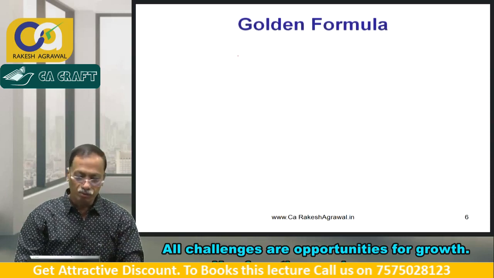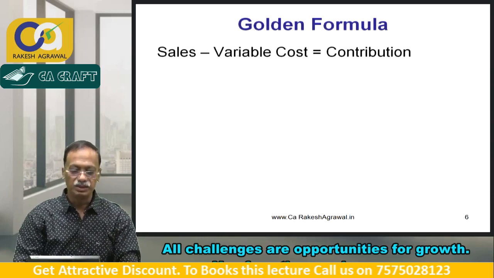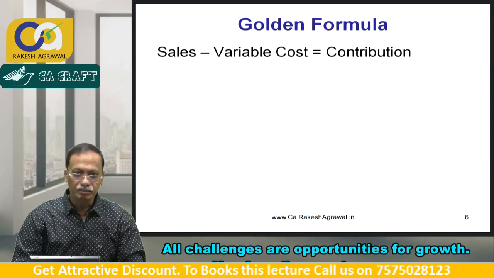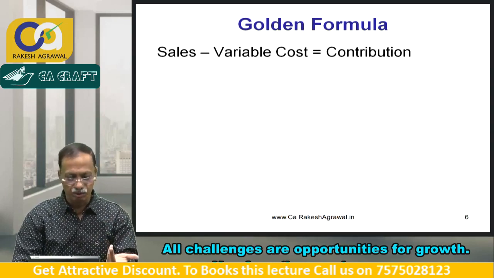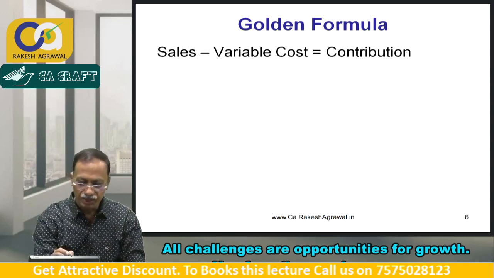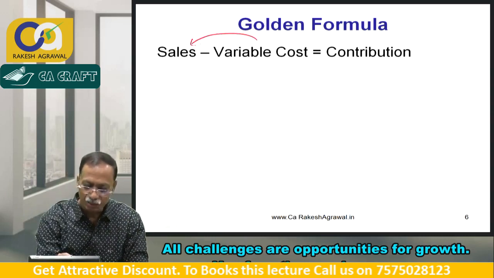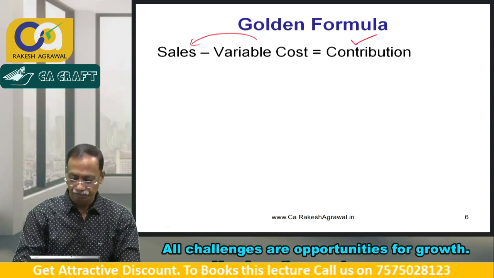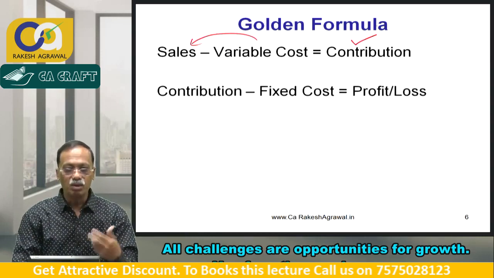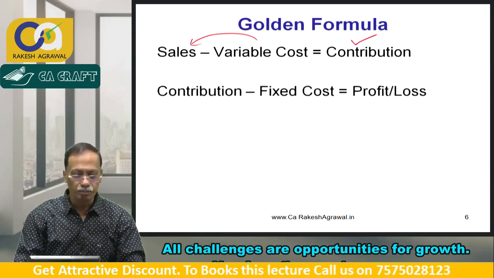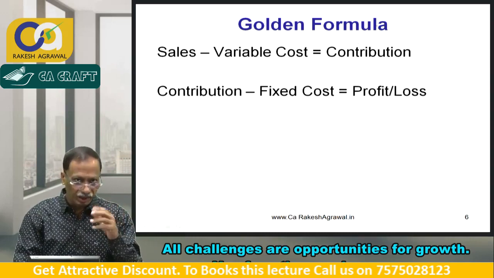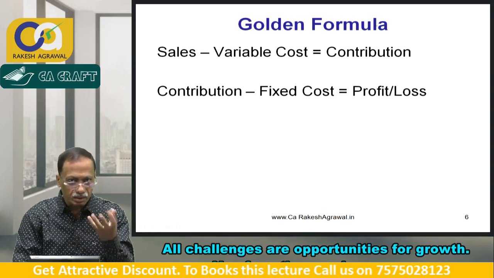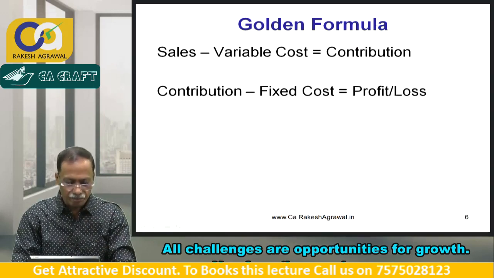Now we go to the golden formula of marginal costing, which is: sales minus variable cost is equal to contribution. All of you know this marginal costing formula. First we deduct the variable cost from sales to get contribution, and then from contribution we deduct fixed cost to get profit or loss. Now let me tell you where these formulas are printed. I am only discussing these formulas. I will try to discuss some logic behind these formulas.